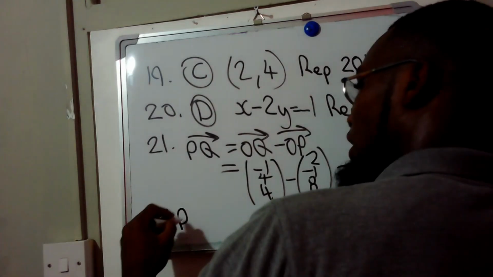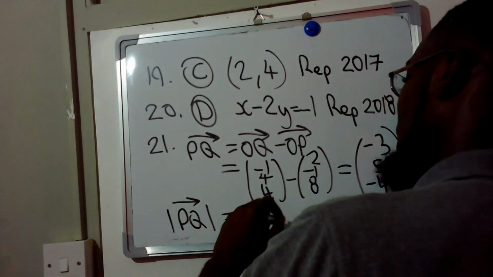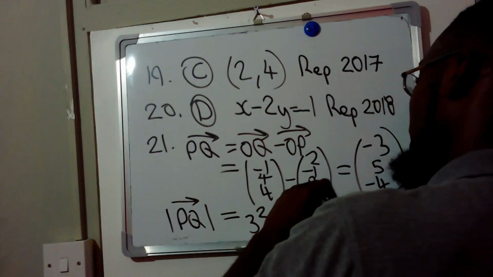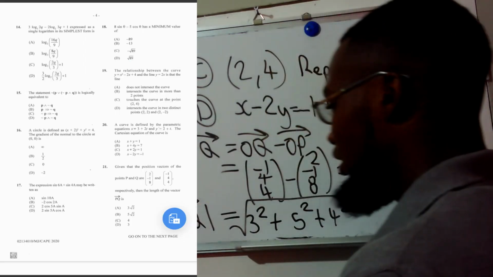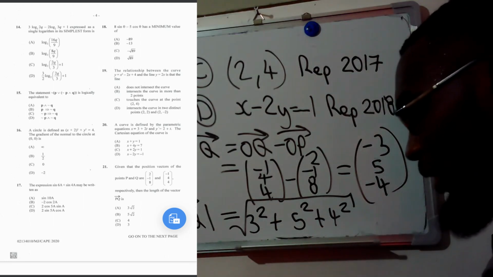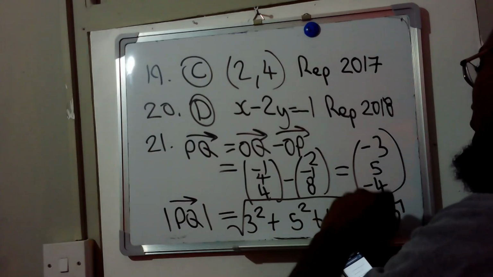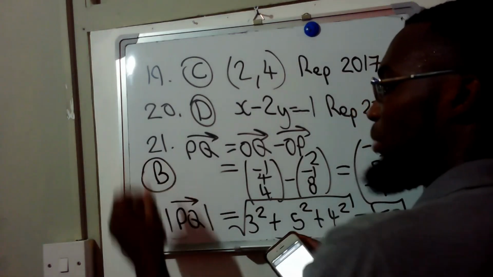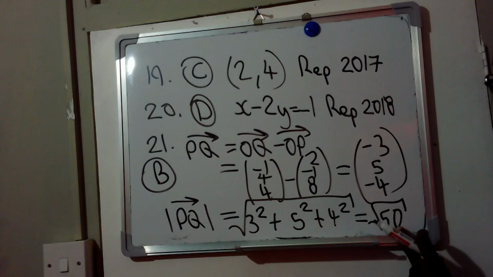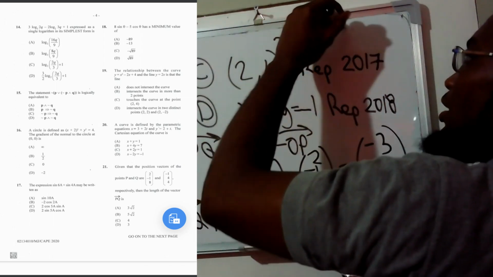So the length of PQ is going to be the square root of 3 squared plus 5 squared plus 4 squared. You might wonder where the negative went. I throw away the negative because when you square any number it becomes positive. So this is now the square root of 50, which is option B. So number 21 is B. That's 5 root 2, because this is 25 times 2. So remember, root 50 is 5 root 2.